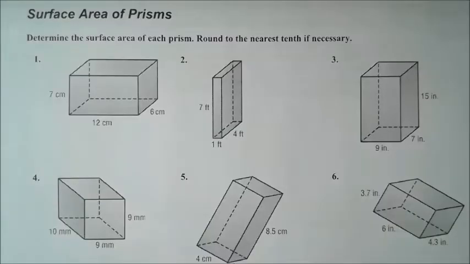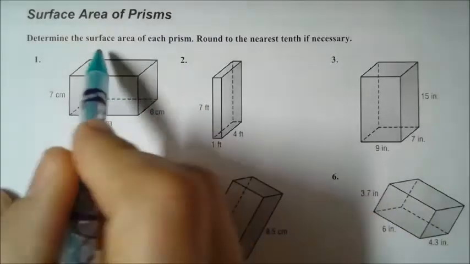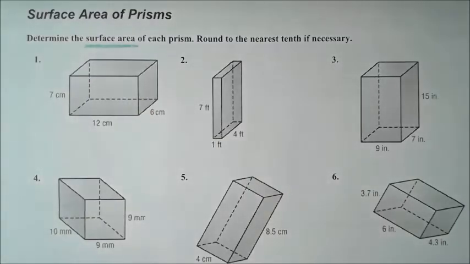Alright, today we're going to be working on solving the surface area for prisms. So let's go ahead and take a look at number one real quick. And notice their instructions do say solve for the surface area, so we're going to be using the whole formula for these, the pH plus 2B.